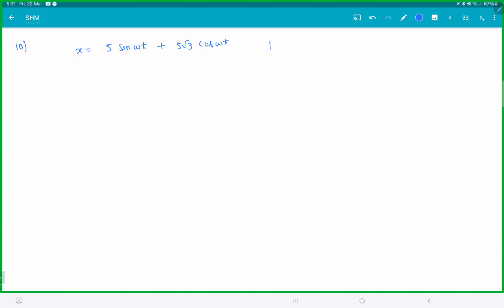So we have a function here, x is equal to 5 sin omega t plus 5 root 3 cos omega t. Find the amplitude and phase angle. So the displacement of an SHM is given by 5 sin omega t plus 5 root 3 cos omega t.